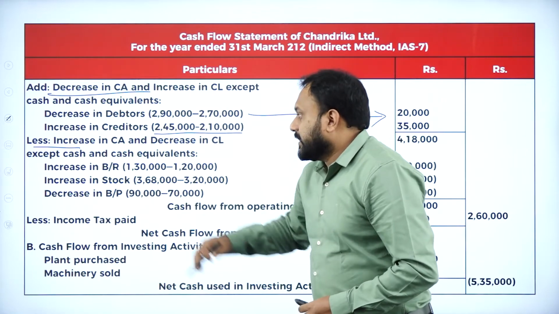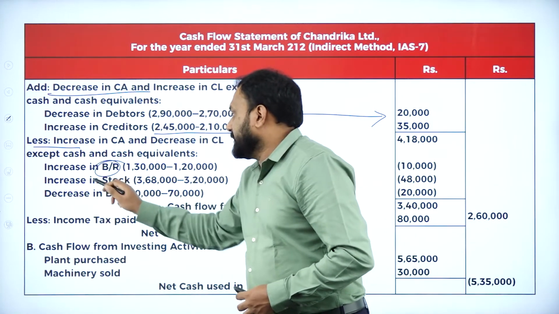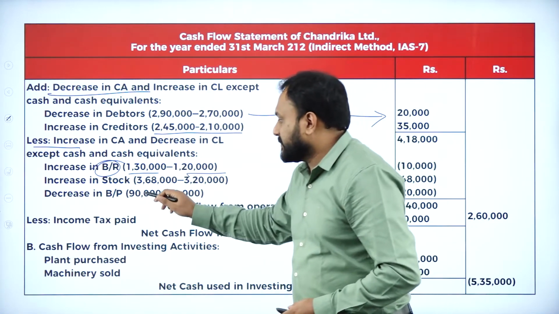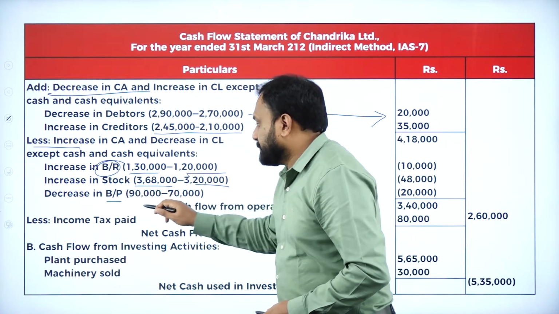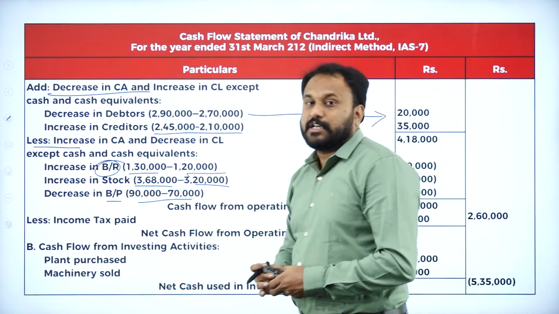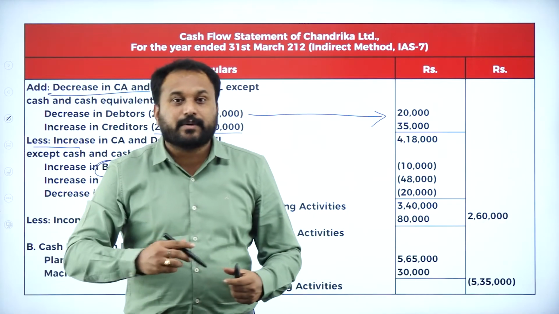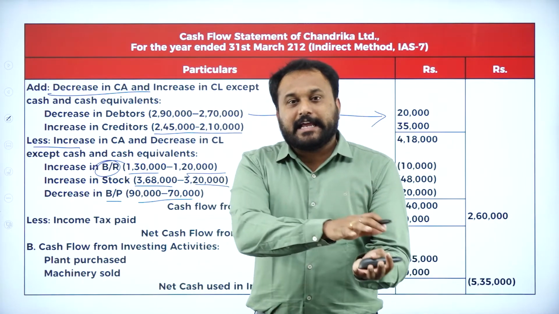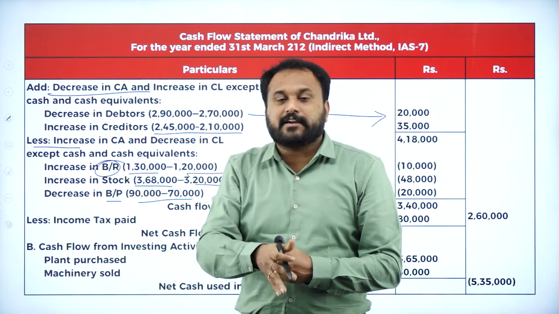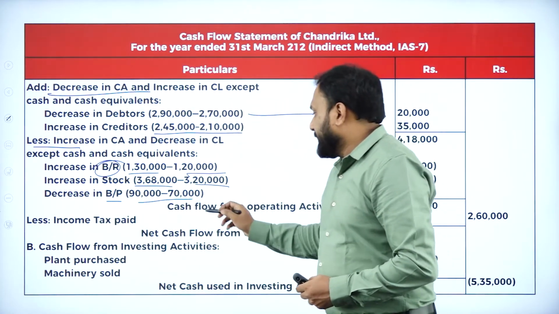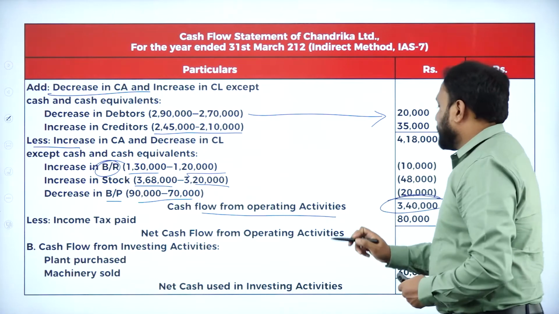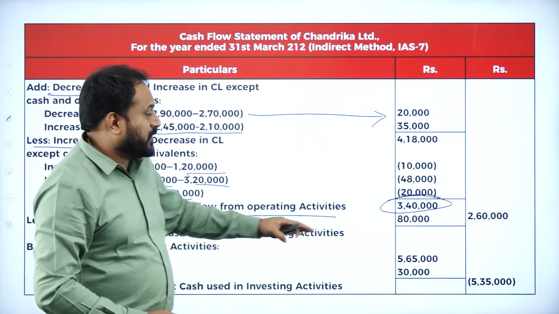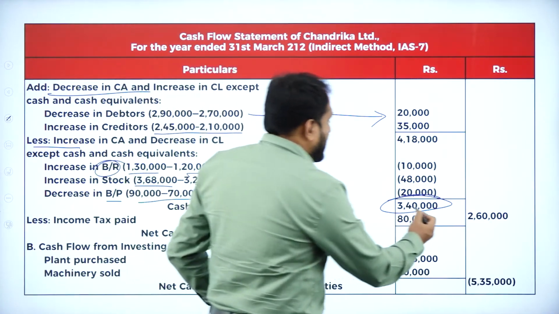Done. Next is increase in bills receivable. See the bills receivable, how much exactly it is. Now 1,30,000 minus 1,20,000. Increase in stock is the same. Decrease in bills payable is the same. So what you should do is take the question paper on one side, and then you can actually solve it very, very fast. If you know the format, again everything is copy paste, that is your current year minus your previous year. Then cash flow from operating activity is 3,40,000. Then you are supposed to go with the income tax paid. Already in the question they have given 80,000. That means you need to actually measure this.